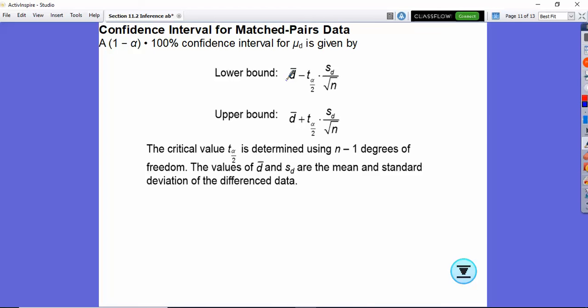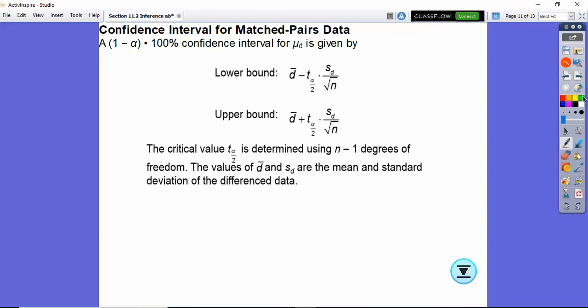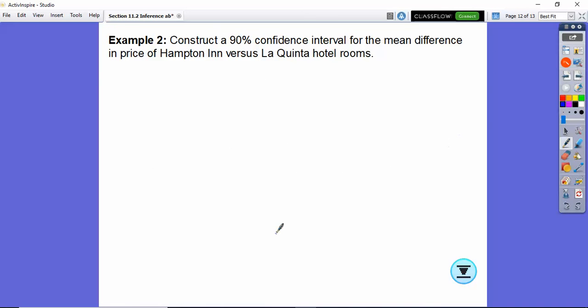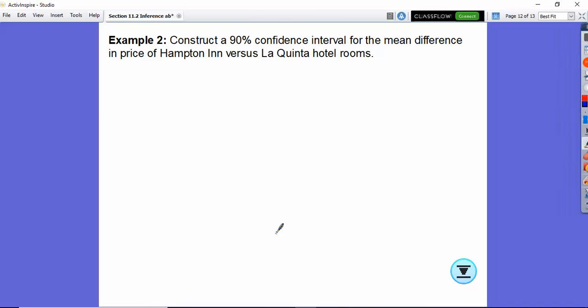X bar is the mean of our sample, which in this case is the mean of the difference that we're looking at, plus or minus the t alpha over 2, and this is just our standard deviation divided by the square root of n. So we could easily calculate that by hand or on the calculator if we needed to. So let's do one, and I'll do it both ways. I'll show you both options, just because it's a good review to do some by hand. So construct a 90% confidence interval for the mean difference in the price of the Hampton Inn versus the La Quinta hotel rooms.